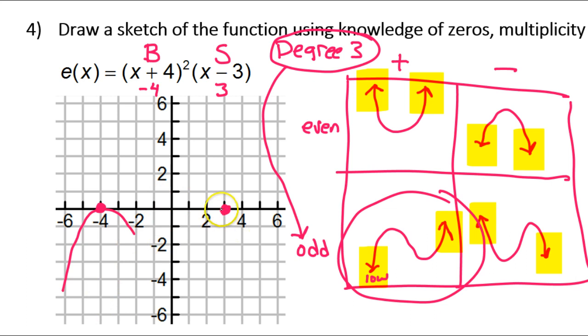Now I need to work my way back to my other x-intercept. I need to be careful not to cross the x-axis anywhere else. There are no other x-intercepts. But when I get to the 3, I'm going to pass straight through. So when I curve back around, I'm going to pass straight through. And there you go. Notice how it looks a lot like the sketch that I predicted.